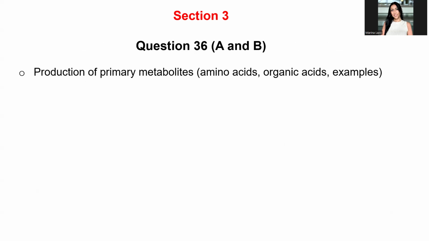And last but not least, question 36, which is 10 marks each, 20 marks total. Production of primary metabolites: amino acids, organic acids, examples. So I would expect you here to write a lot because it's a long answer question.